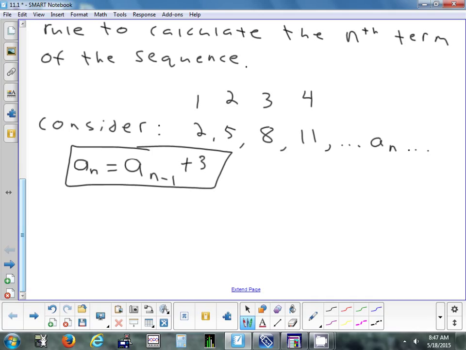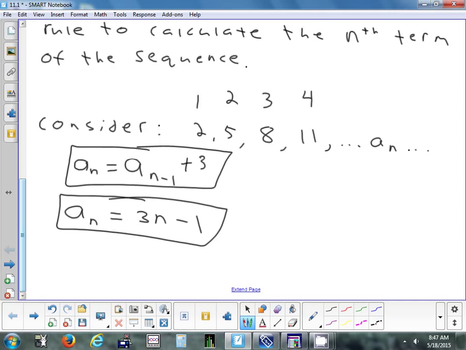All right, now Andrew, you were saying something else. What were you saying? I was saying, in parentheses, 3 times n, and then minus 1. That formula will also work.